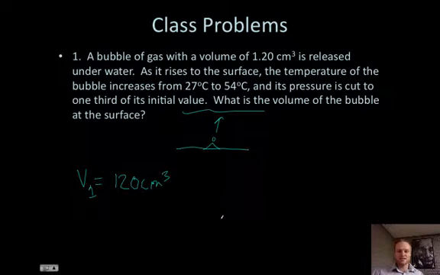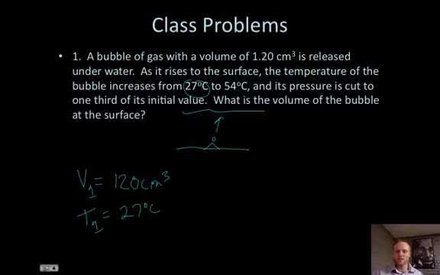As it rises to the surface, the temperature increases. So I'm going to call this first temperature, right here, 27 degrees, T1. Its temperature increases to 27 degrees Celsius. And then it goes to 54, and its pressure is cut to 1/3 of its initial value.